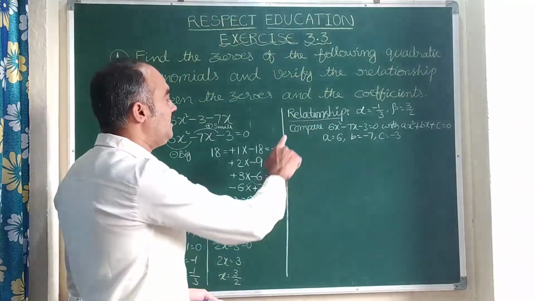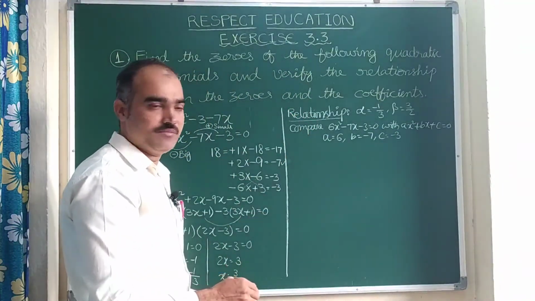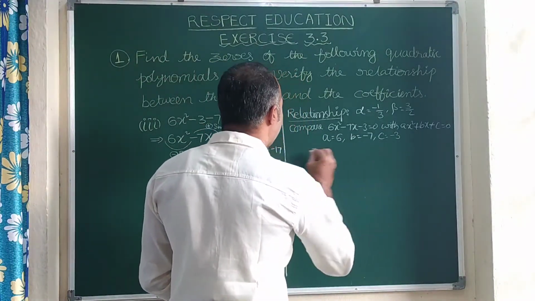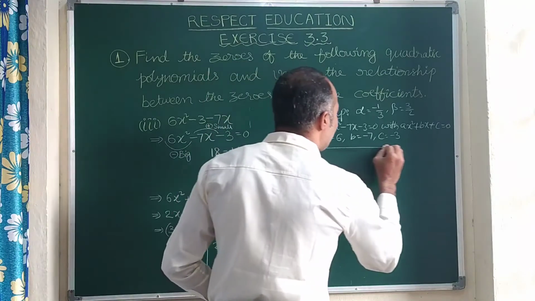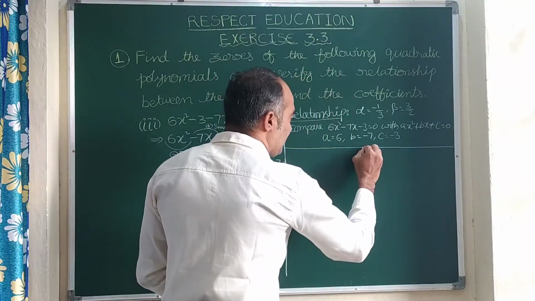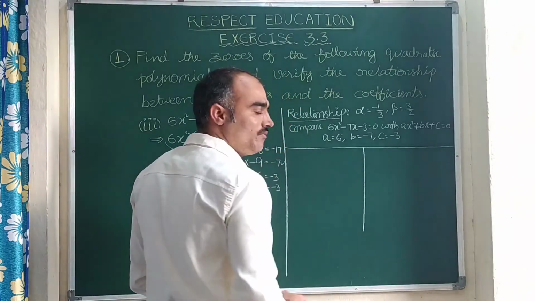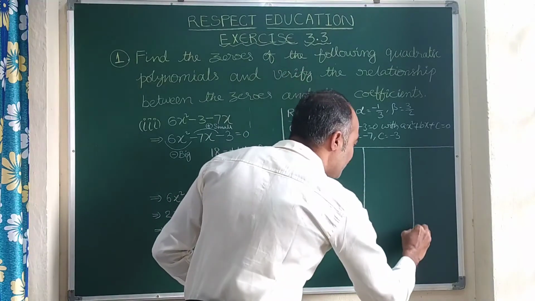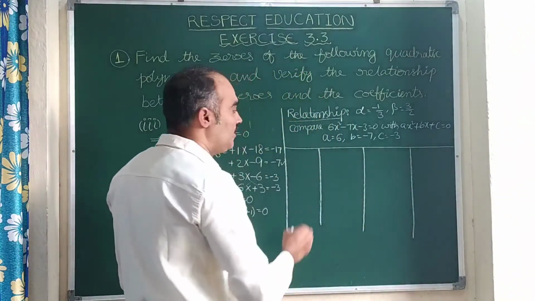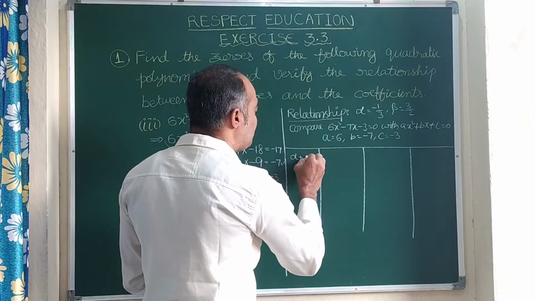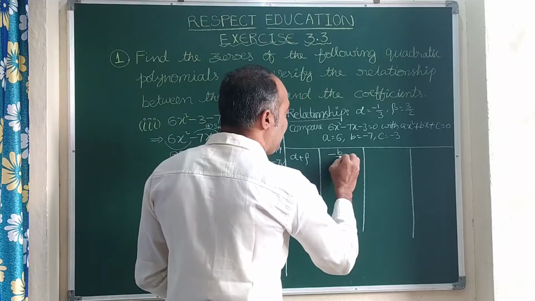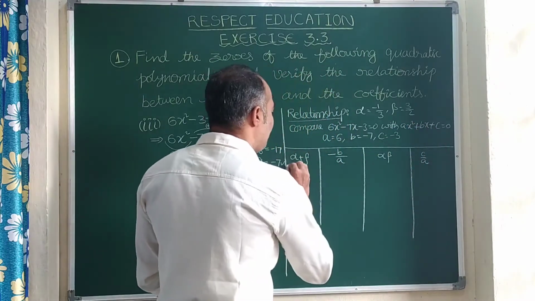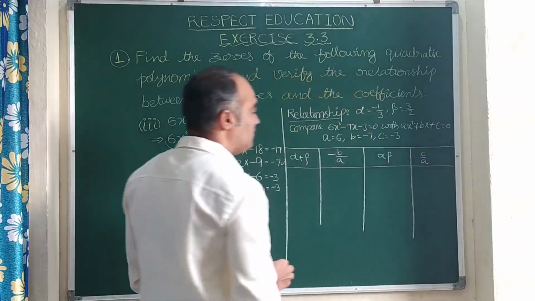Now let us verify the relationship. How to verify? This blank space, I am making into 4 partitions. Now here I made 2, and here I am making 2 more. Total 1, 2, 3, 4. In the first I am writing alpha plus beta, minus b by a, alpha into beta, c by a. Now let us find these values.